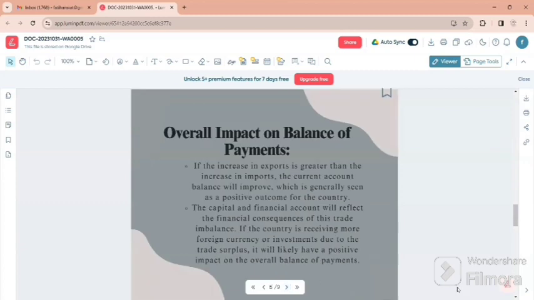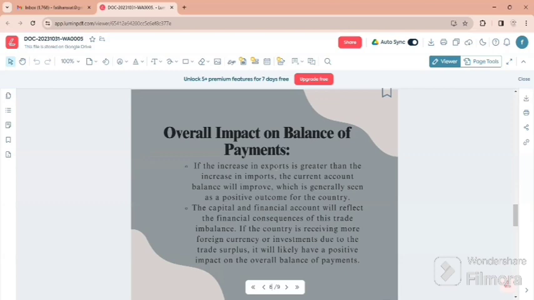Okay, so the overall impact on balance of payment. The topic that we had begun with was the impact or the adjustment of balance of payment in case of exogenous increase in exports and imports. So what will be the overall impact? If the increase in exports is greater than the increase in imports, the current account balance will improve, which is generally seen as a positive outcome for the economy.